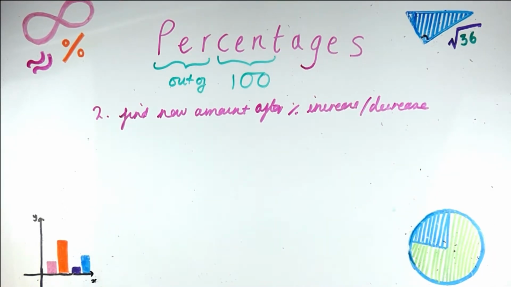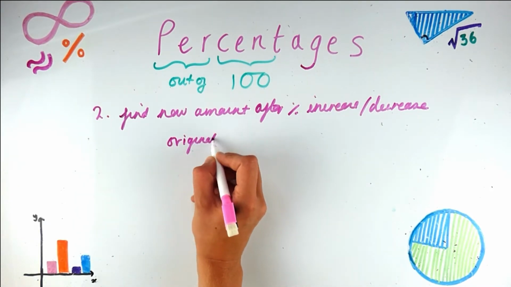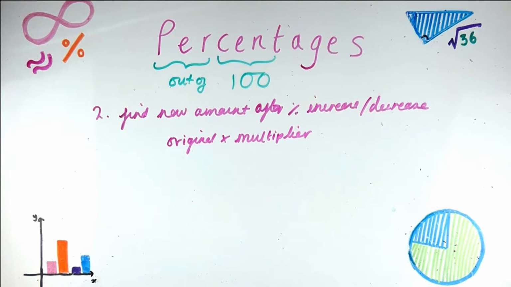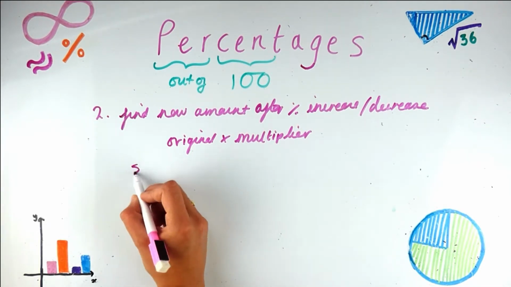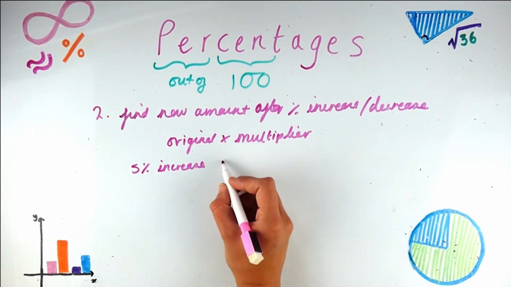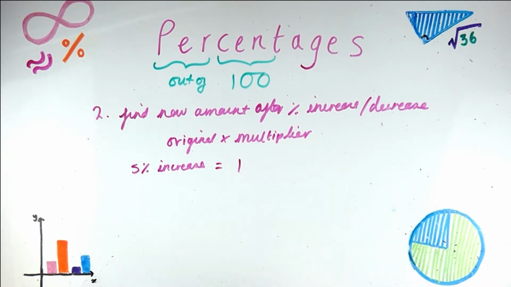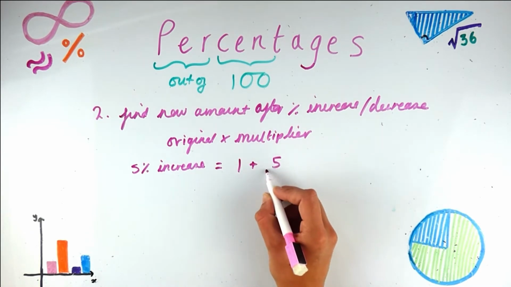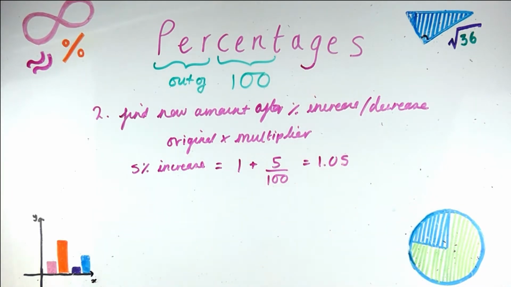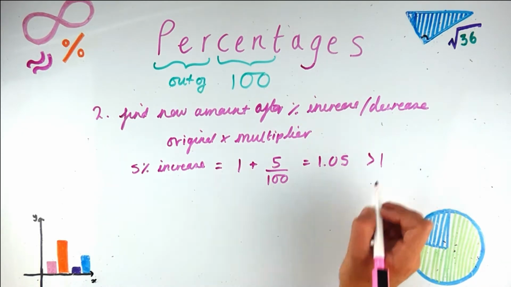Type 2: find a new amount after a percentage increase or decrease. The formula for this one is original times multiplier. You have to work out how to find the multiplier. For example, say we've got a 5% increase. You're going to have 1 for the 100% plus 5%, which is 5 over 100. That equals 1.05, and that's your multiplier. Because it's an increase, you know it's always going to be greater than 1.